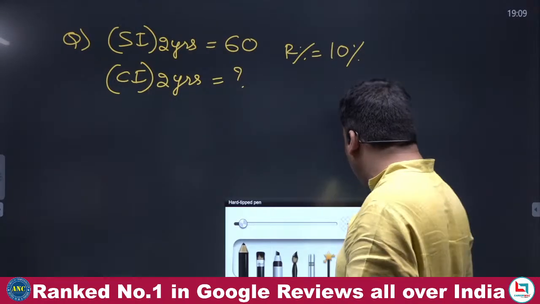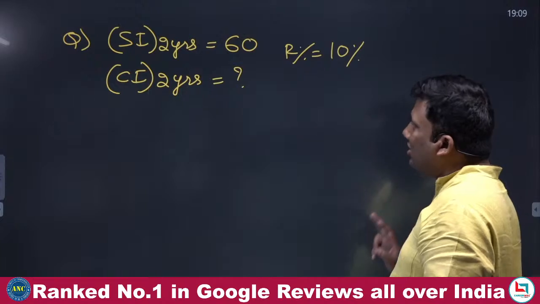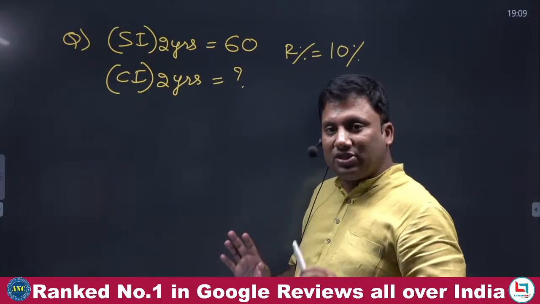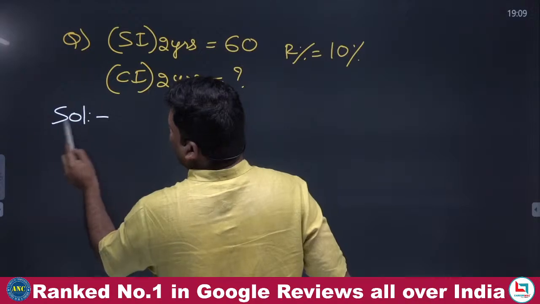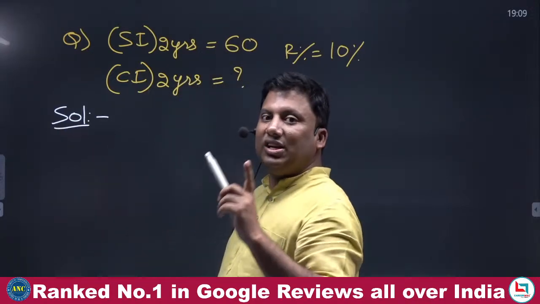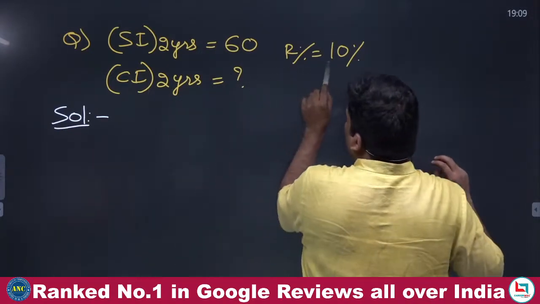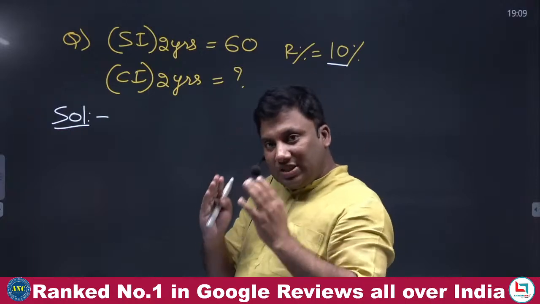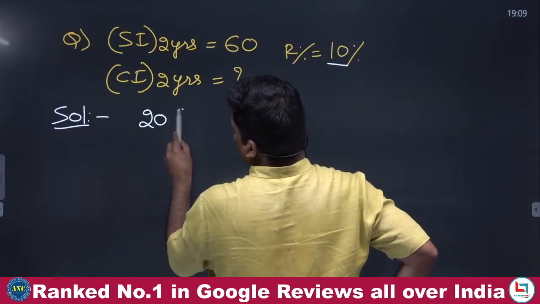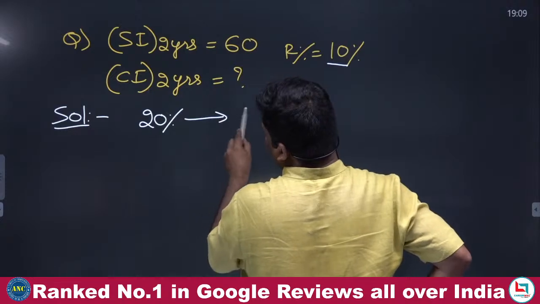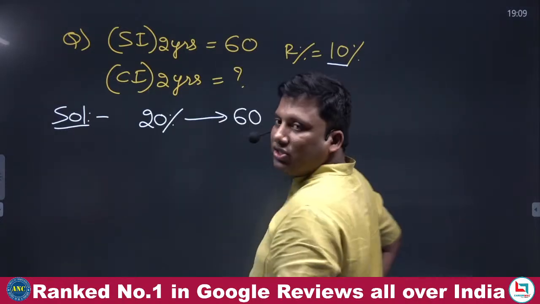Compound interest for 2 years, how much is it? R is 10 percentage. What did we discuss? In case of simple interest, rate of interest is the same every year. So it is 10 percentage. First year 10, second year 10. Overall, it is 20 percentage. 20 percentage is given as value 60.